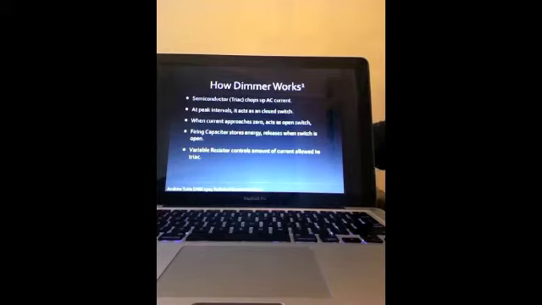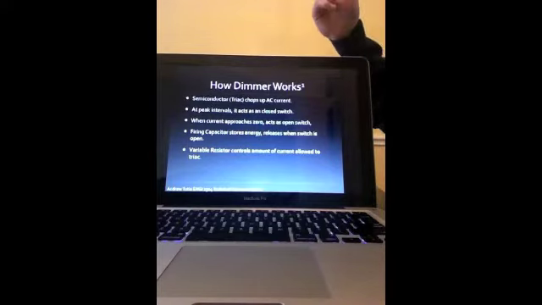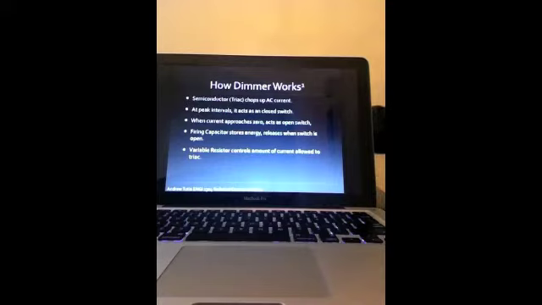At peak intervals, the triac acts as a closed switch, so that whenever energy is flowing at its peak moment, enough energy is being supplied through the triac to go through the entire system. But whenever the current approaches zero, the triac will act as an open switch. And in that case, a firing capacitor will absorb energy whenever the switch is closed, so that whenever the switch is open, it can fire this energy into the triac to ensure that it has enough energy to supply the circuit.